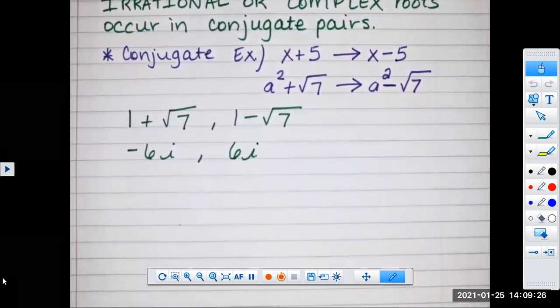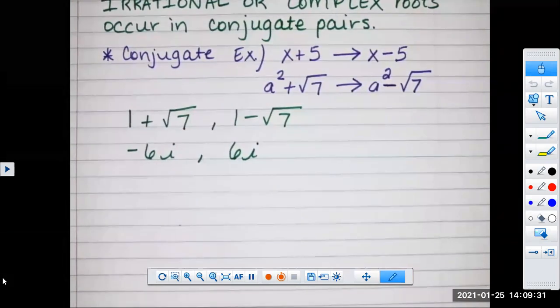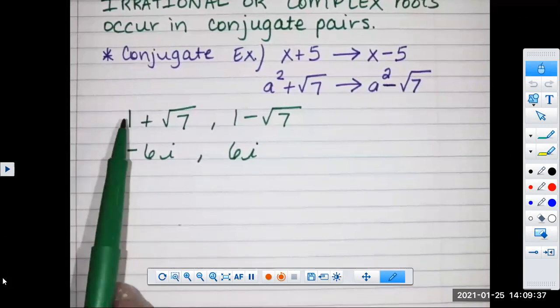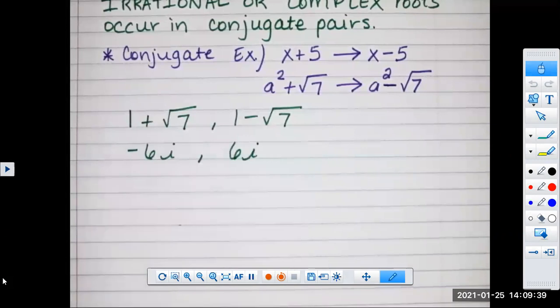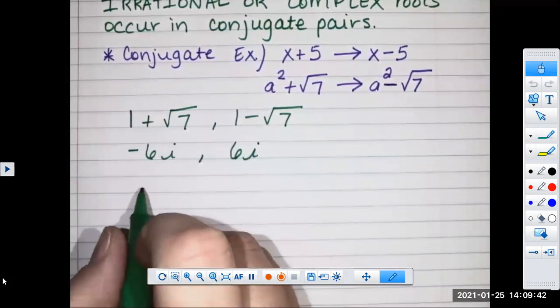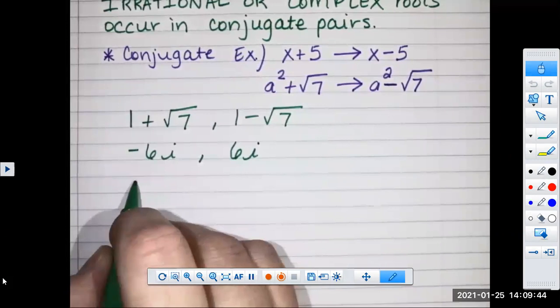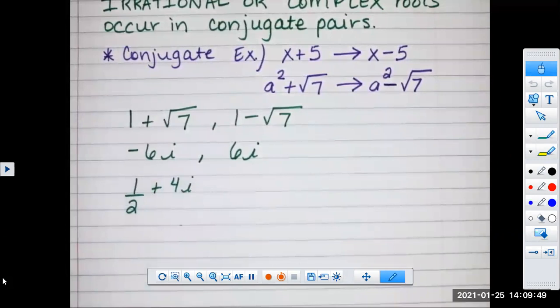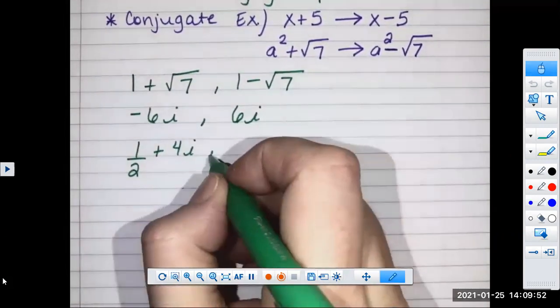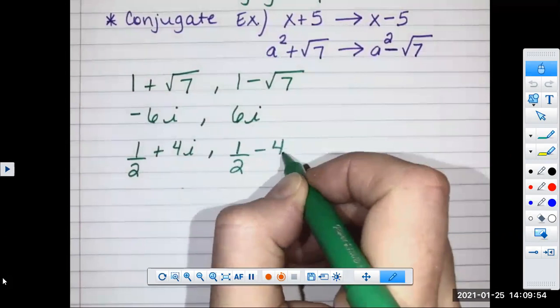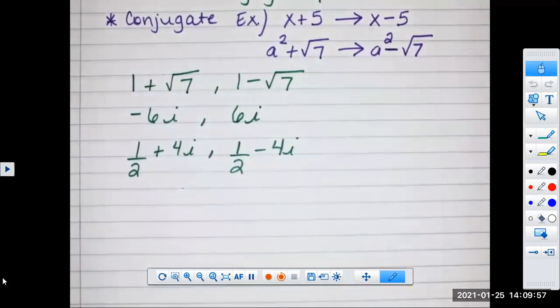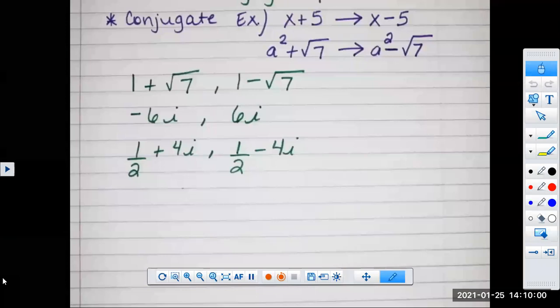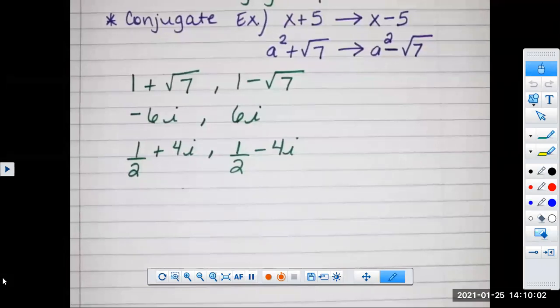So one or two of your Math Excel problems are simply going to ask you to list however many other roots. And they may give you 1 plus root 7, so you would type in 1 minus root 7. So it's as easy as that. Let's say they give you something like 1/2 plus 4i. That's a complex root. You can also know that 1/2 minus 4i is also a root. So that's all it means by conjugate root. They have to occur in pairs, irrational and complex.